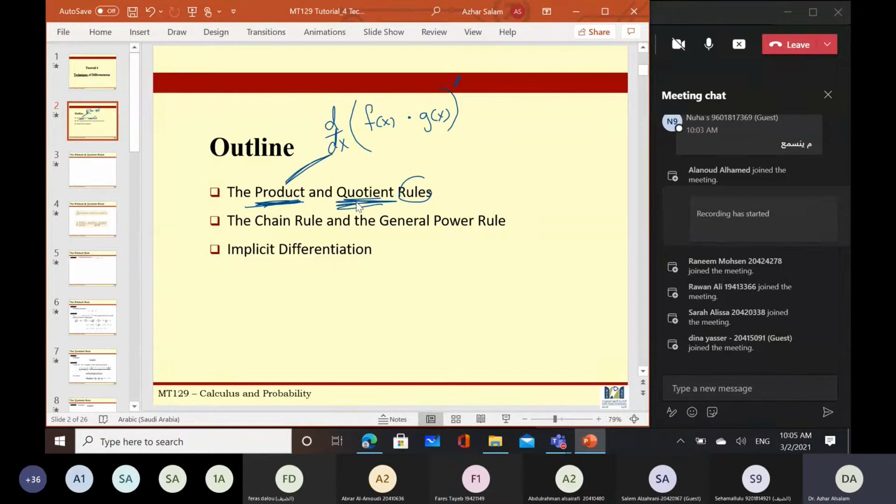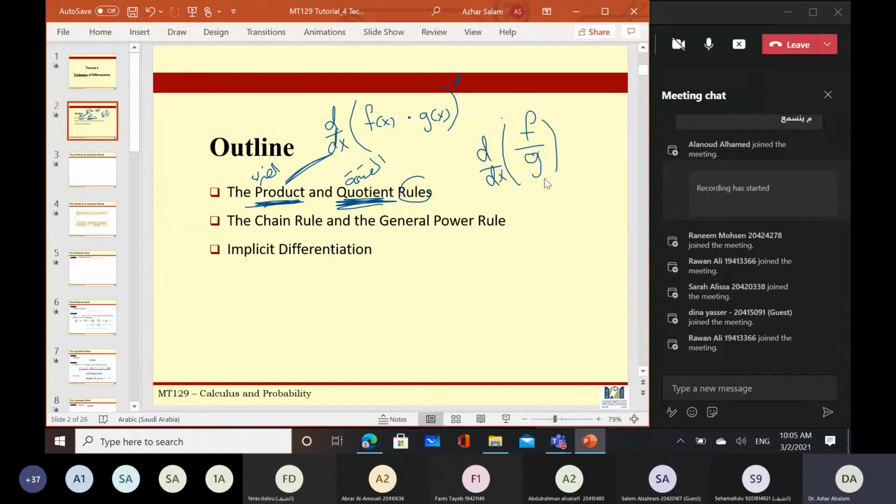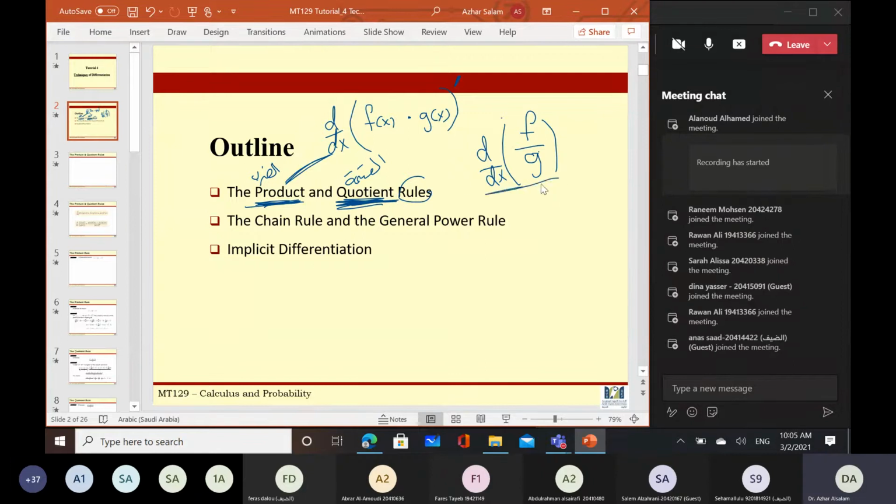Also the quotient. Of course, here product means multiplication, the multiplication rule, for multiplying two functions. The quotient rule is the division rule for two functions. If I have a function f divided by another function g and I want to find its derivative d by dx, I can write it like this, or I can make it dash. Okay, f divided by g dash. There is a rule that I should use to find the derivative of a quotient.